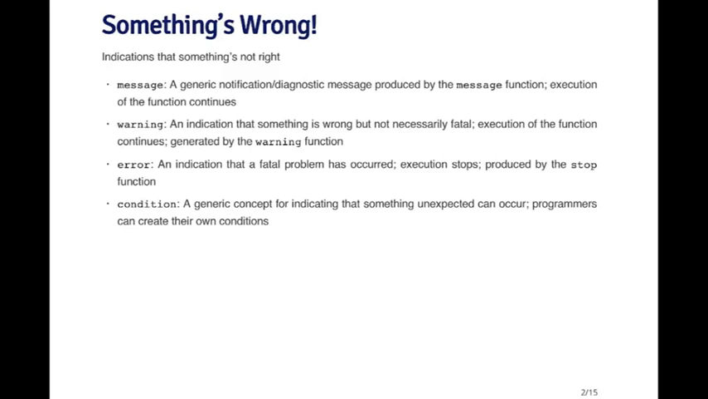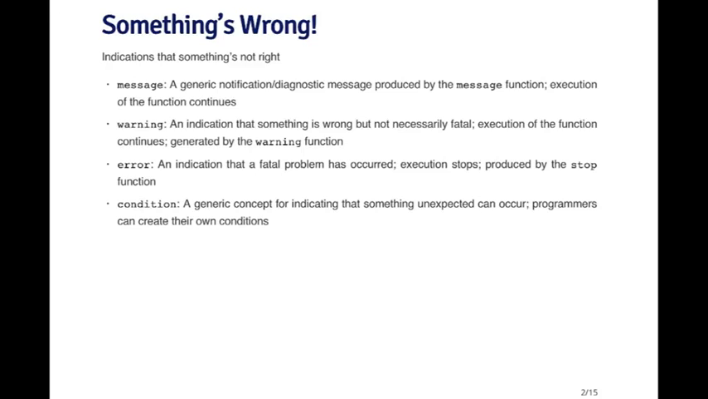There'll be a message that gets printed to the screen, and the execution of the function will continue, and that's all. The next level up is the warning. Right, so a warning is another indication. Usually, if you're writing a function and you're trying to figure out, okay, what's a message and what's a warning, or if you're using a function and you're figuring out, well, what does that mean?